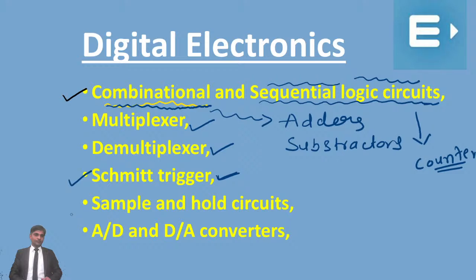Then we have something called sample and hold circuits. You can understand simply what you mean by sample and hold. These are very important words to remember. Then we have analog to digital converters and digital to analog converters, which also play a major role in digital circuits. This is also a very important concept for all of us, so we will try to see this also.